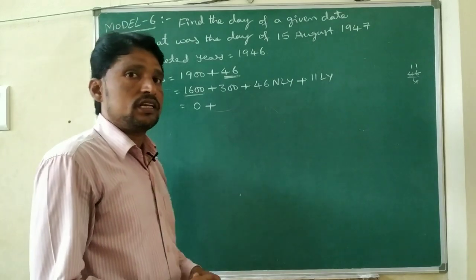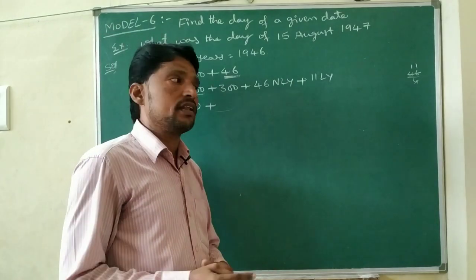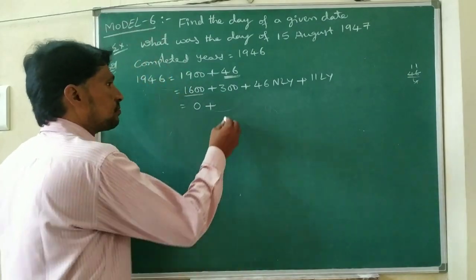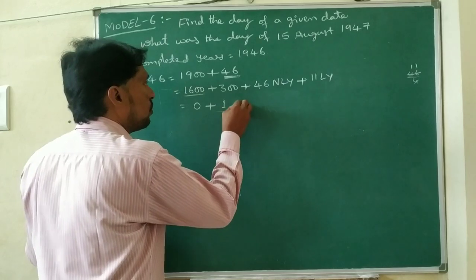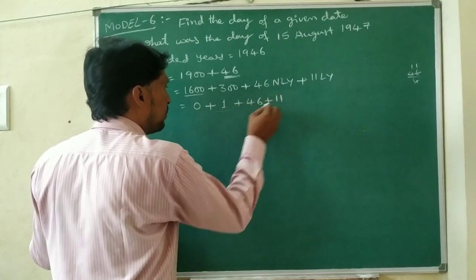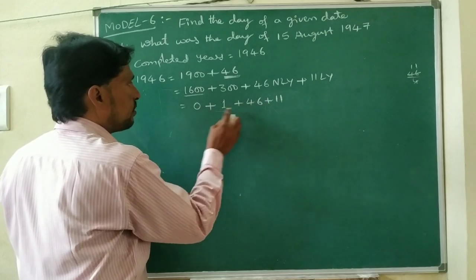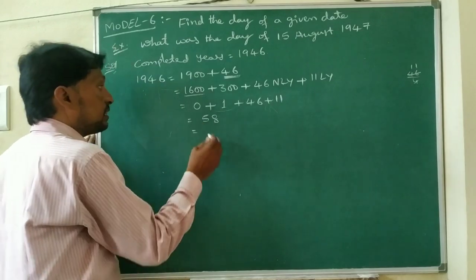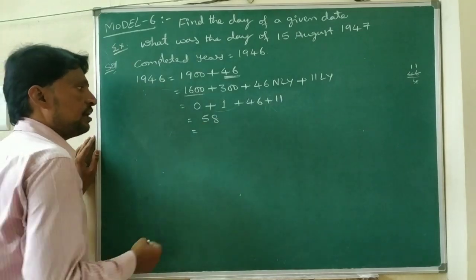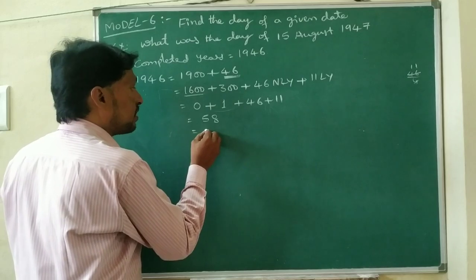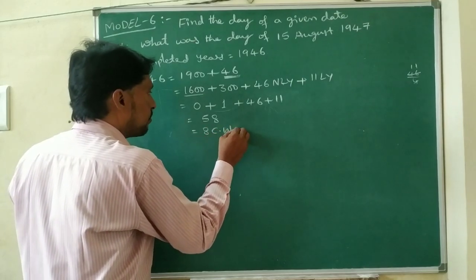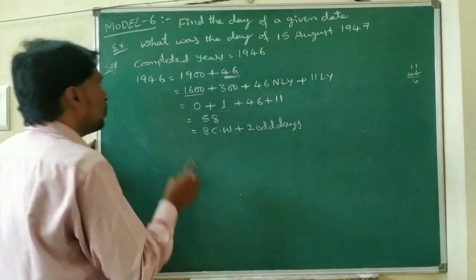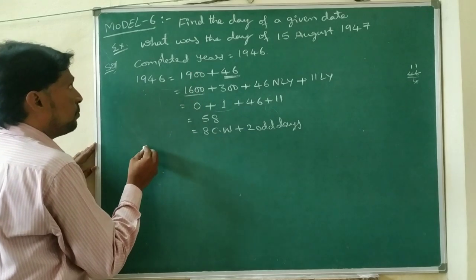So this is the third century, 300 years. What is the odd day of 300 years? That is 1 odd day we are getting. So 46 plus 11 as it is. Now we are adding: 46 plus 11 plus 1 is 58. These are days, so the 58 days we need to convert into odd days. 7 eights are 56, which means 8 complete weeks plus 2 odd days we are getting.